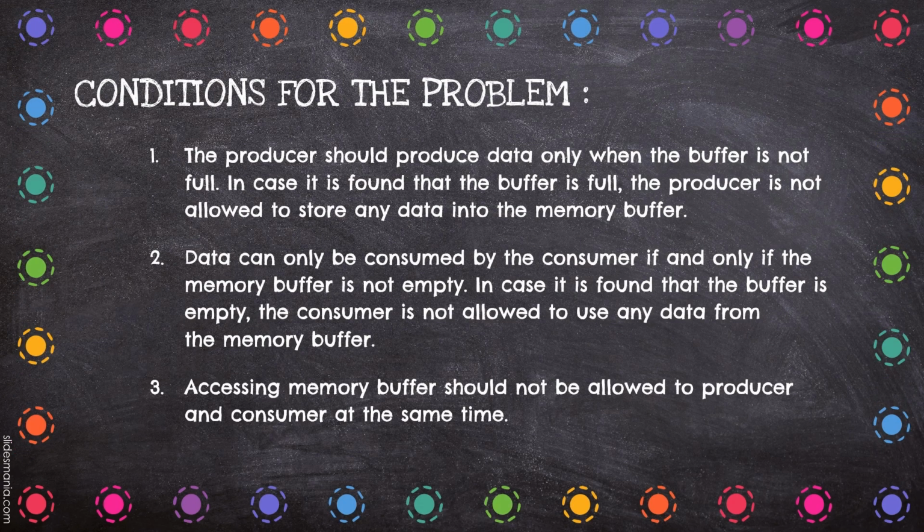Some conditions should be followed during this. The producer should produce data only when the buffer is not full. In case the buffer is full, the producer is not allowed to store any data into the memory buffer. Data can only be consumed by the consumer if and only if the memory buffer is not empty. In case the buffer is empty, the consumer is not allowed to take any data from the memory buffer. Accessing the memory buffer should not be allowed to the producer and consumer at the same time.